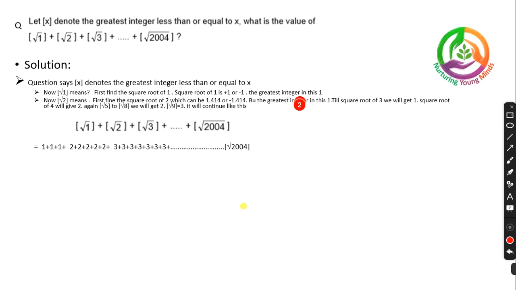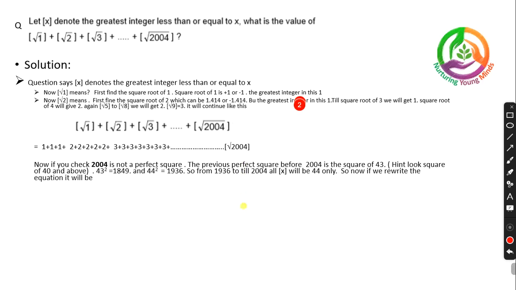Now let's look at how to find the sum of all these numbers, correct? Now let's look at 2004, the last number. Is it a perfect square? No, it is not a perfect square, correct? So what is the perfect square previous to 2004? Now look at the squares of 40 and above, okay?